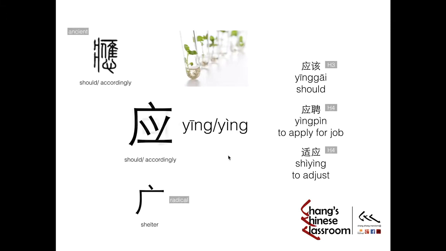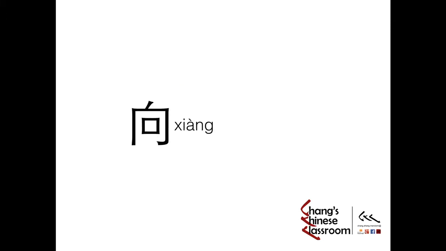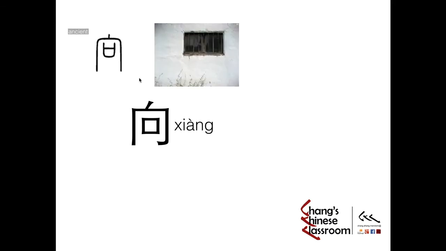Okay, next one. 向. This is the ancient version, pretty much the same, looks quite the same. So actually this part is the wall, and this is a window on the wall. This dot just represents a direction, alright? So like this picture, it describes the window facing north, up. In a Chinese map, that means north. So that's a window on the north wall, okay?